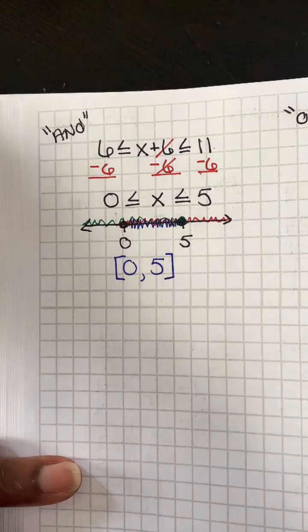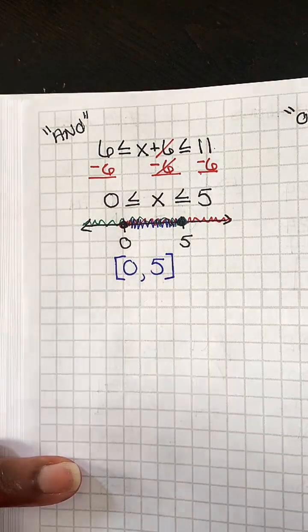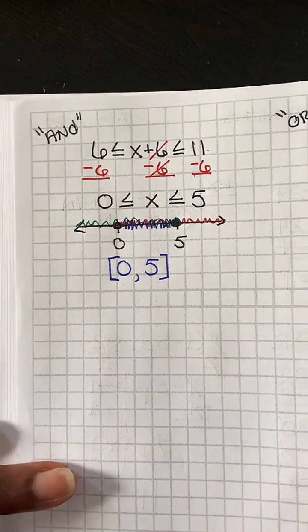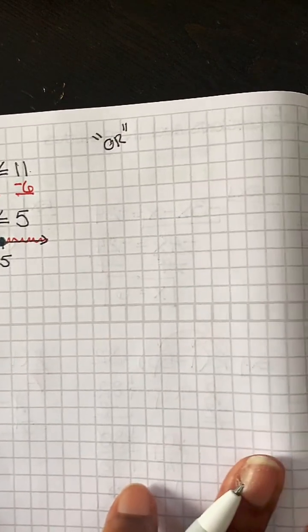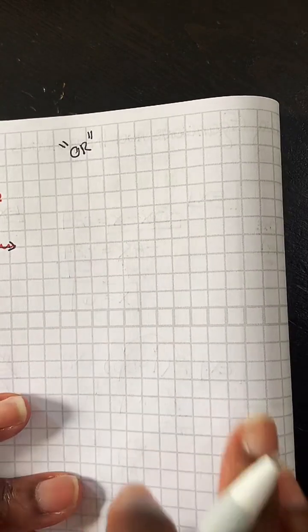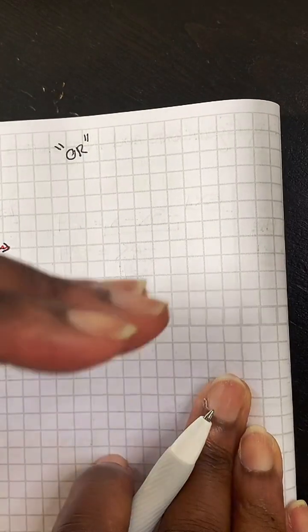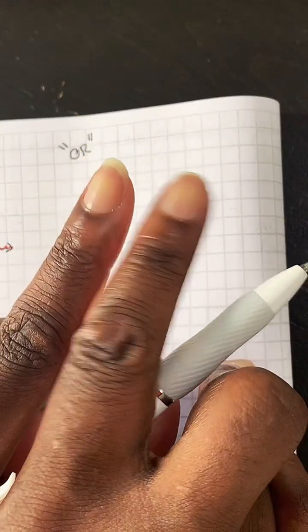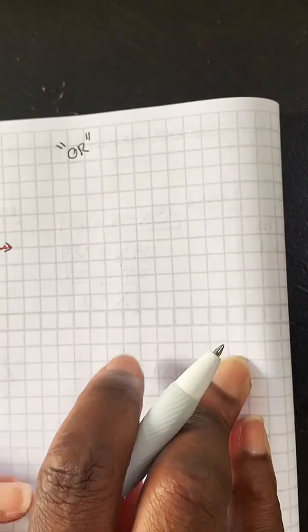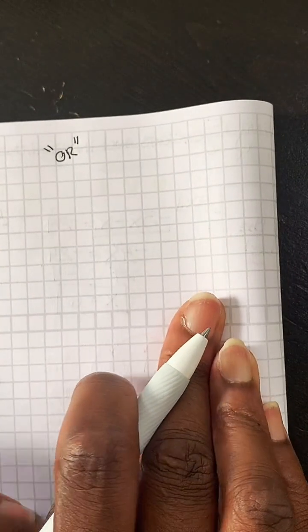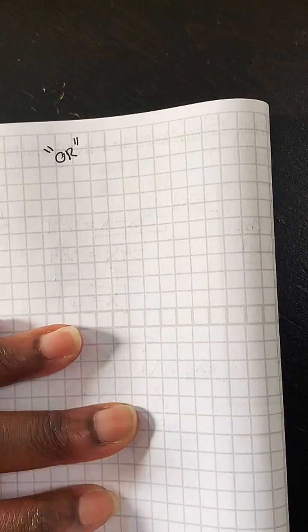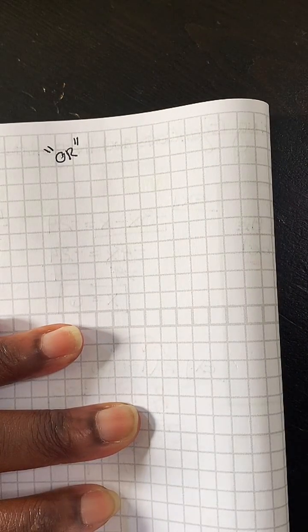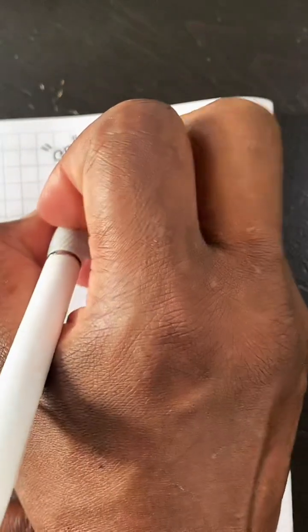So, if we have an or statement, or statements are fun because they could overlap going in one direction or they can go in separate directions. So it all depends on what the situation is. All right, so let's keep it simple.